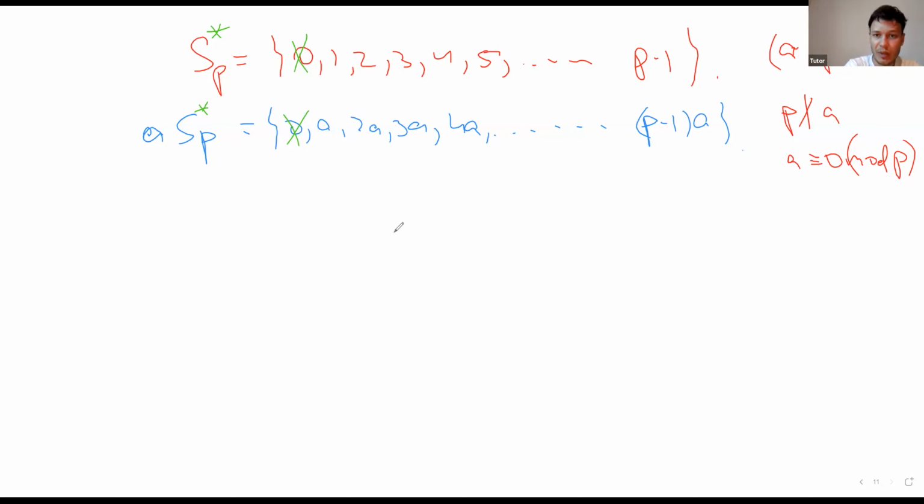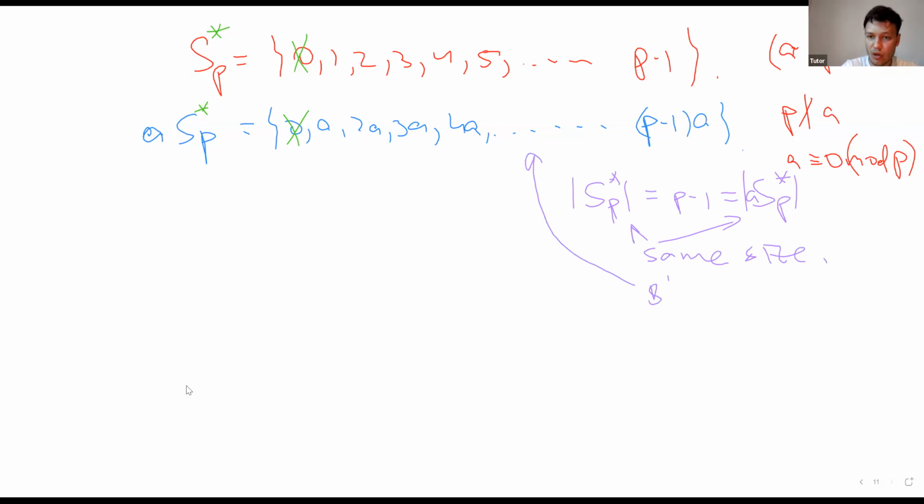So basically, what do I have? Let's write it here. The size of S_P star is equal to P minus 1, which is also the size of A S_P star. So basically the sets have the same size. So what I need to show is that they are all different. The only thing that's left is to show that all remainders are different.